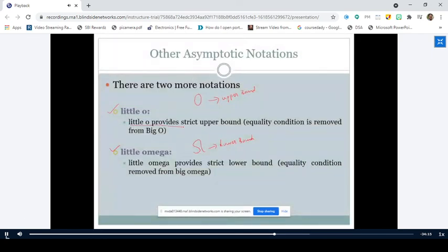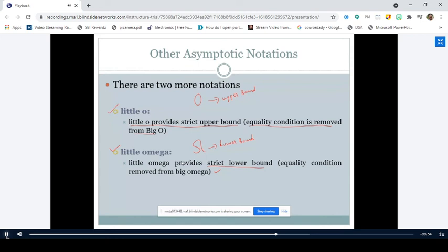So little o provides a strict upper bound. That means the equality condition is removed from the big O notation. Similarly, the little omega represents the strict lower bound, which means you have to remove the equality condition from the big omega. Is it clear? Yes, sir.